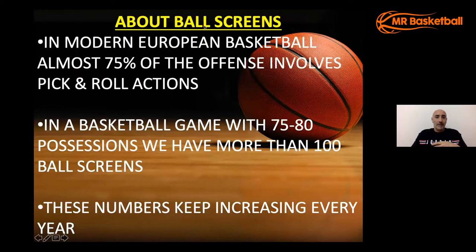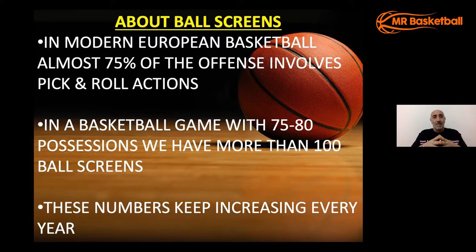About the ball screens, a few things are very, very important. In modern basketball, almost 70% of the offense involves pick and roll actions. This is an insane number. It's a very, very big number. Some of them are actual, active ball screen situations, trying to create something out of it, and some of them are fake situations or entry actions to get into your play. But as a matter of fact, 75% is a very, very big number.